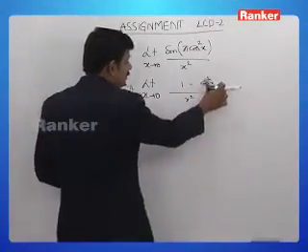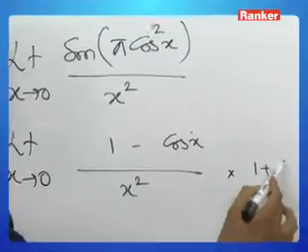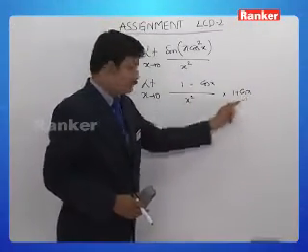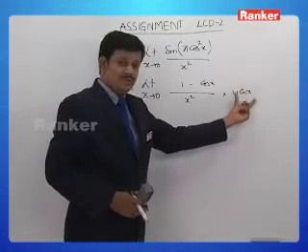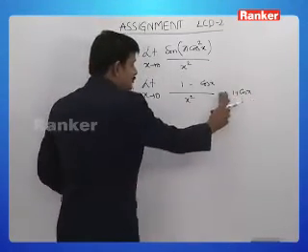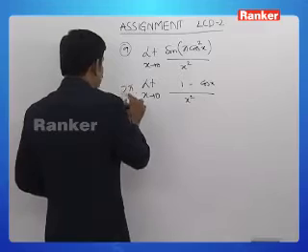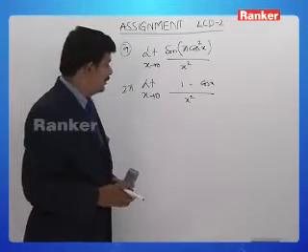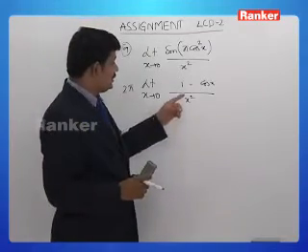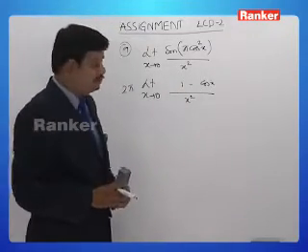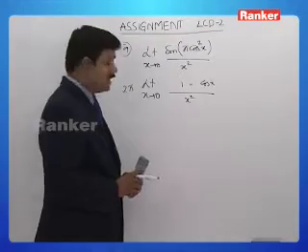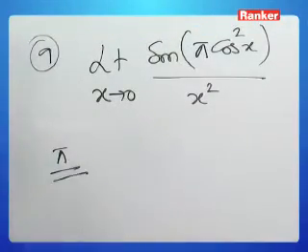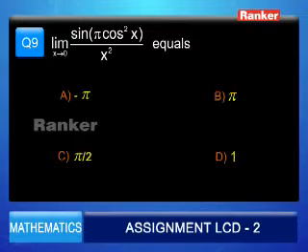1 minus cos square x is (1 minus cos x) into (1 plus cos x). As x tends to 0, cos x is 1, so 1 plus cos x is 2. So I can separate it and write 2 outside. And (1 minus cos x) by x square is a standard limit: 1 minus cos ax by x square is a square by 2, so 1 minus cos x by x square is half. So this half and 2 get cancelled and we are left with the answer pi. So it's option B. The answer is pi.